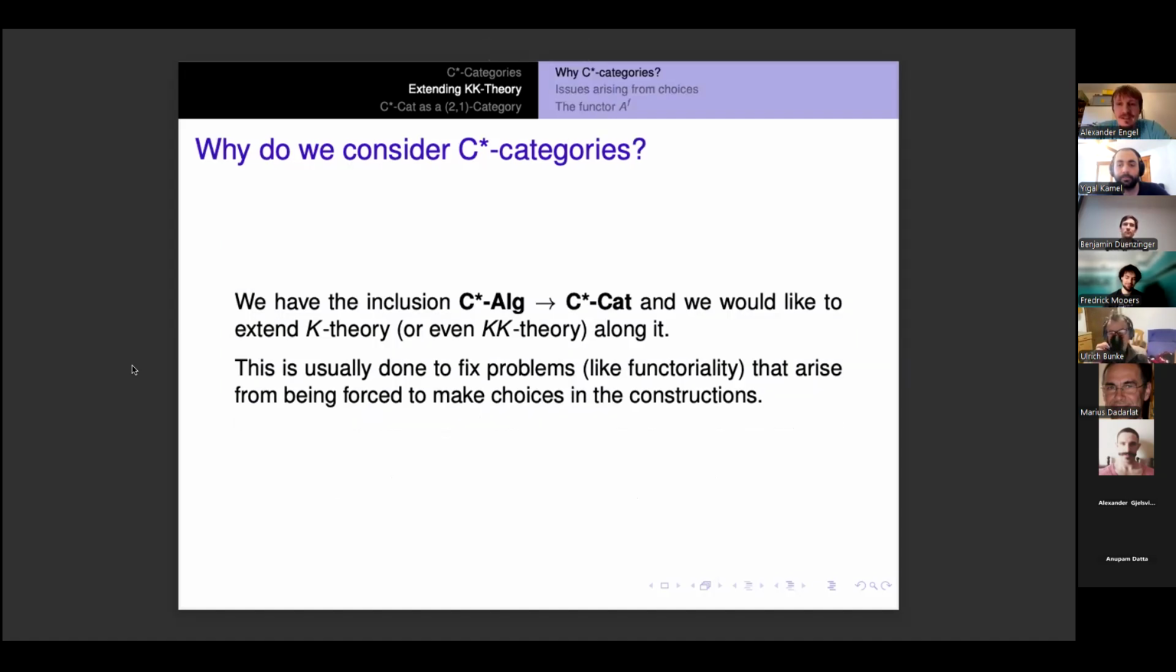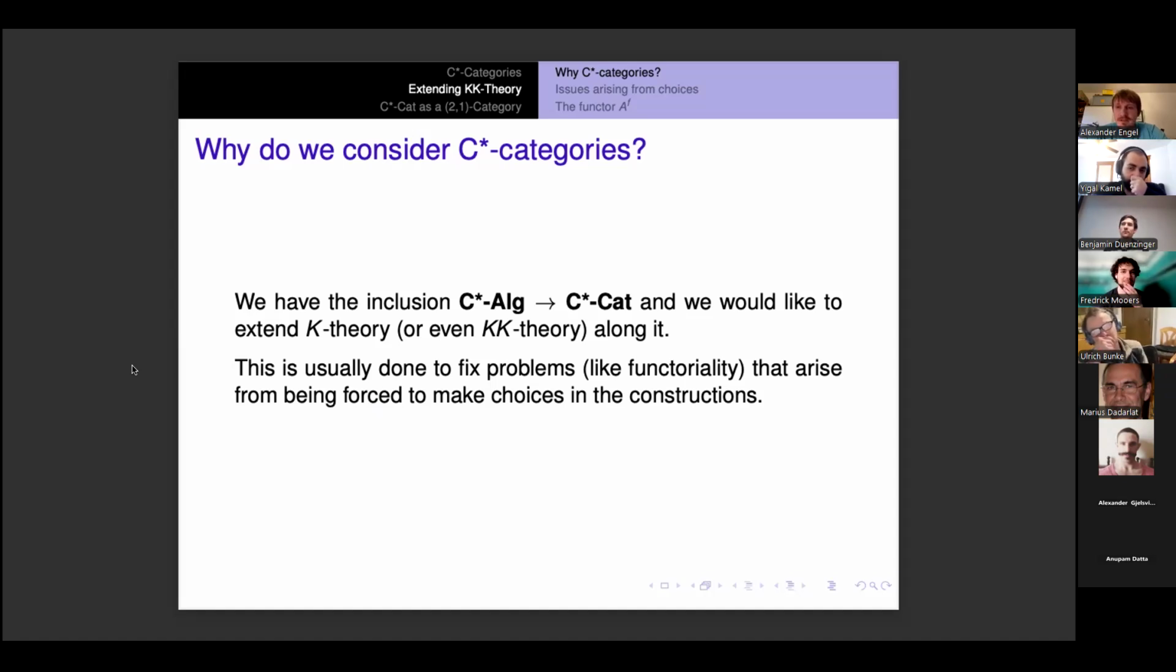So, yes. Why do we consider C-star categories at all? Why do we want to generalize from C-star algebras to C-star categories? And especially, as you see here in the first sentence, why do we want to extend the definition of K-theory or KK theory from C-star algebras to C-star categories?